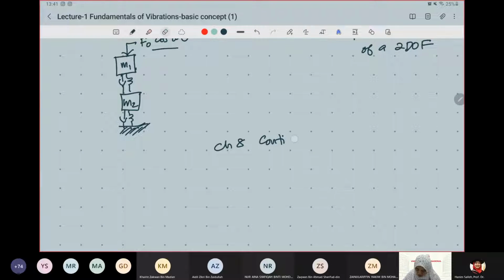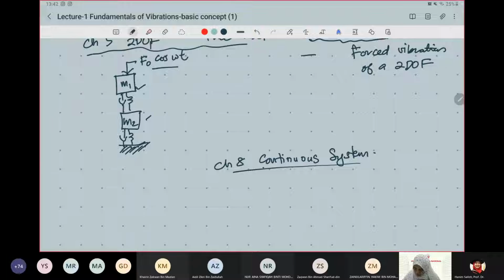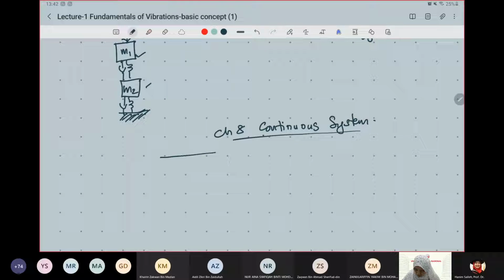Maybe I spell it wrong. Continuous, continuous. N-U-O-U-S, continuous system. Okay, so continuous system refers to you cannot see a mass like this. Continuous system can be your beam problem, your bar problem or shaft problem. So these are types of continuous system where you cannot actually have a model to write on the masses discretely.